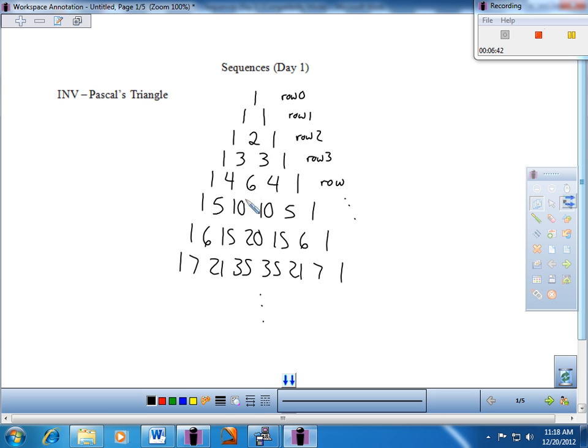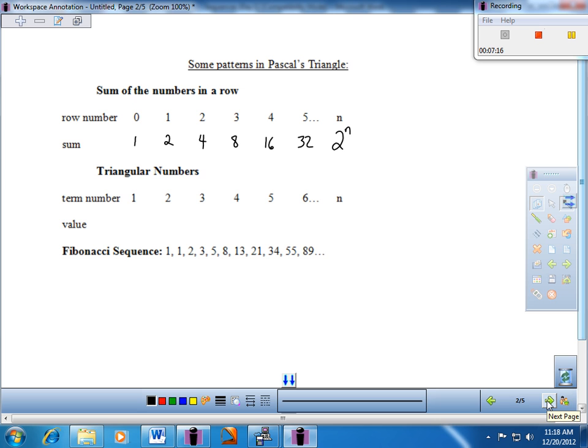6 is a triangular number. 10 is a triangular number. 15, 21, 28, etc. there. So this diagonal right here gives us our set of what are called triangular numbers. So let's fill those in first, and then of course I'll describe. And in this case, I'll just sort of do it as our first term, second term, third term, etc., there. So I think I said 1, then 3, then 6, 10, 15, 21, etc., there.